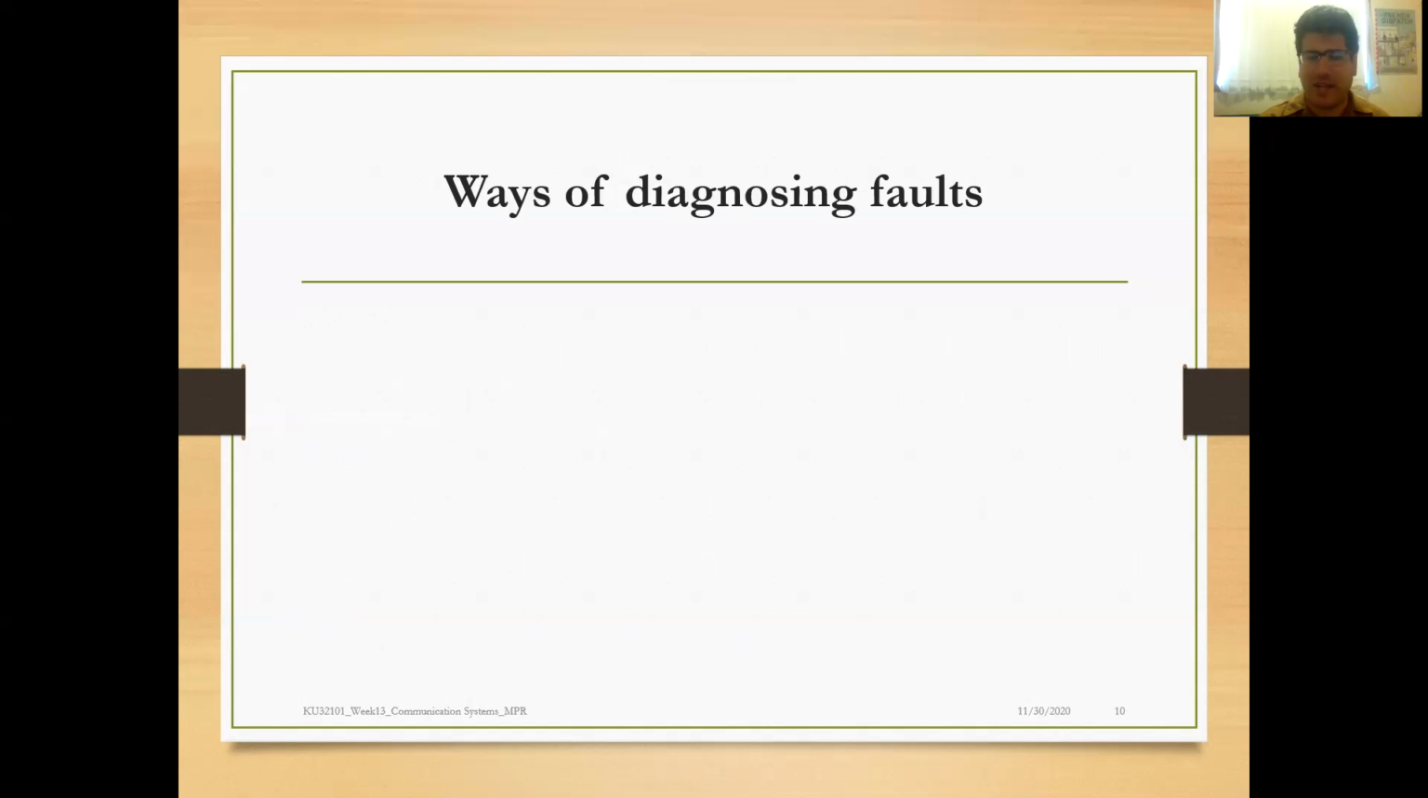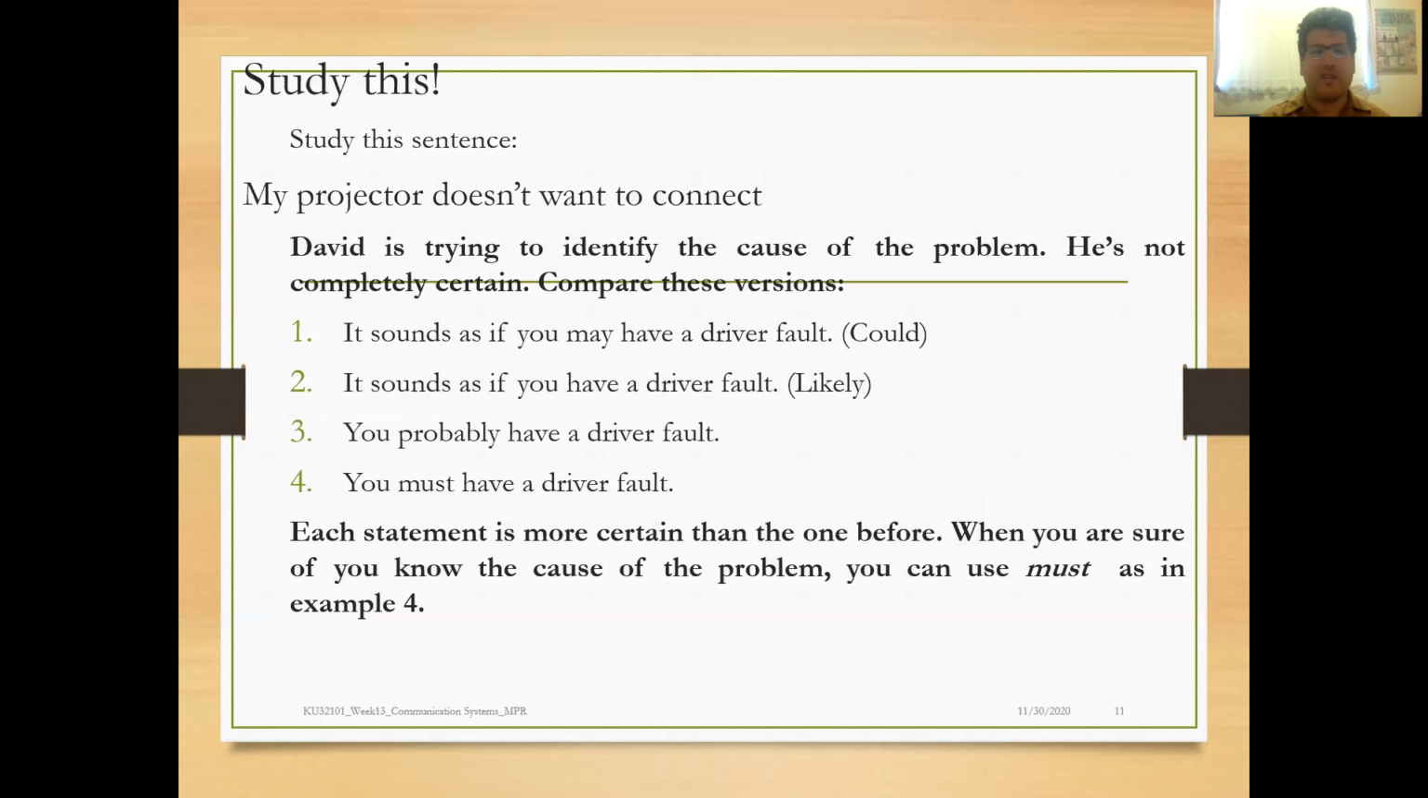Okay, ways of diagnosing faults. So this is our grammar structures or words for this week. Let's have a look at this sentence here. My projector doesn't want to connect. David is trying to identify the cause of the problem. He's not completely certain. Compare these versions.